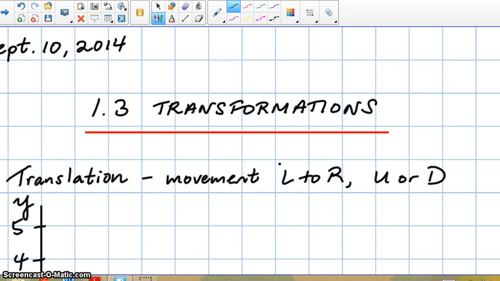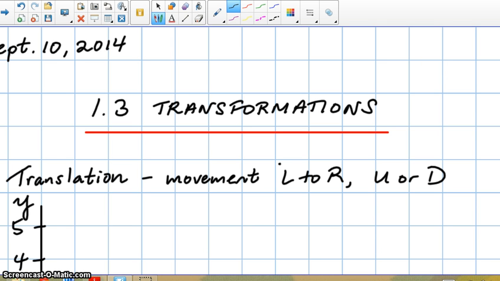Okay, this is lesson 1.3 on transformations, or transformational geometry. Before watching the recording, please make sure that you have a graph sheet of paper in front of you, a pencil, a straight edge or a ruler, and perhaps a different colored pen or pens as well. Remember that anything I'm writing down in the video, you should be doing the same thing.